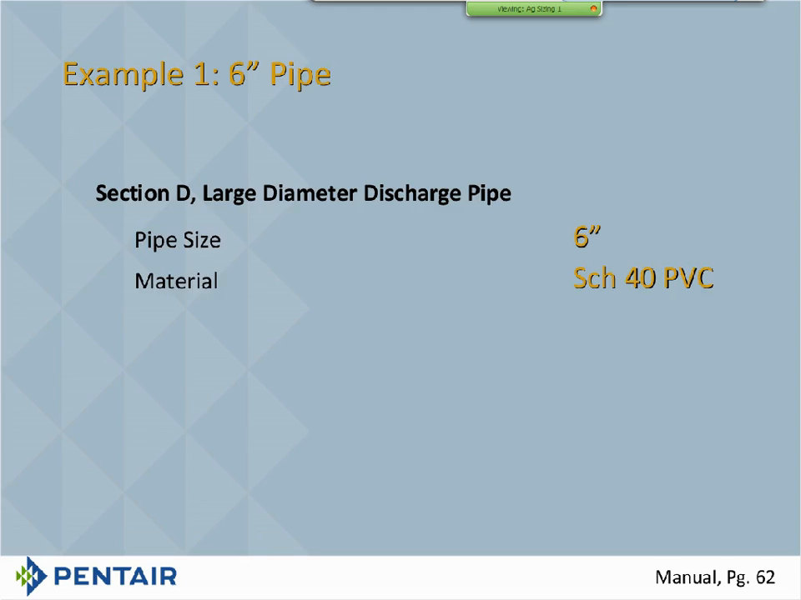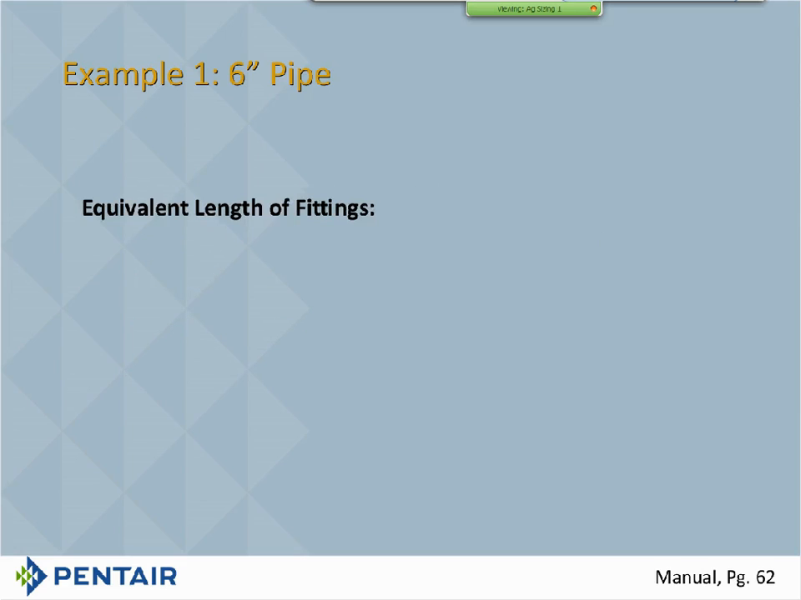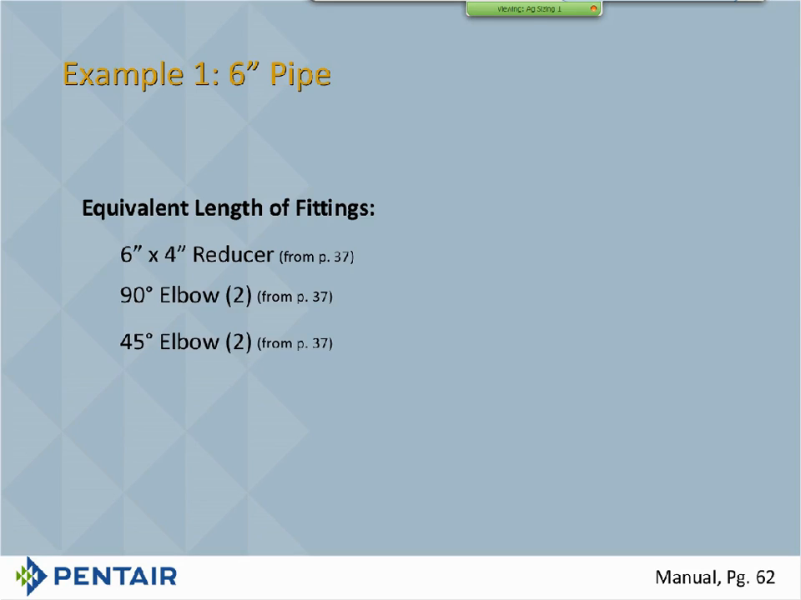The material is still Schedule 40 PVC. The straight length of pipe is 1,350 feet. Don't forget, we've got a 4x6 reducer in here. The reducer or expander always goes on the larger pipe size, so that's why you have to put it here. We've got 2 elbows and we've got 2 45s.